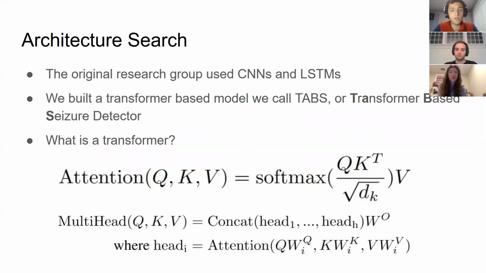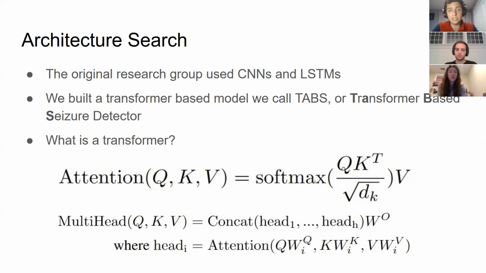So we built a transformer-based model, which we call TABS, or transformer-based seizure detector. And we're going to go a little bit into what the transformer actually is. Transformer is a neural network architecture that is based on attention, specifically self-attention and specifically multi-head self-attention. It takes a multi-head self-attention and has two fully connected layers afterwards.